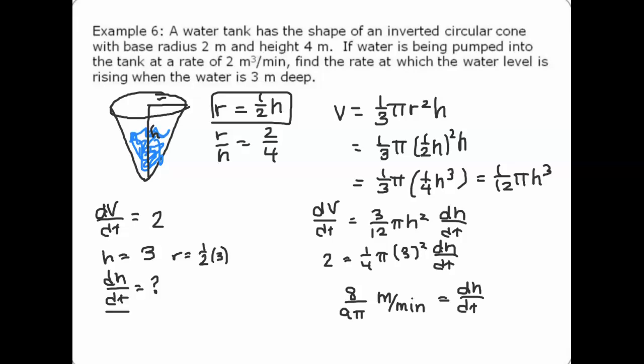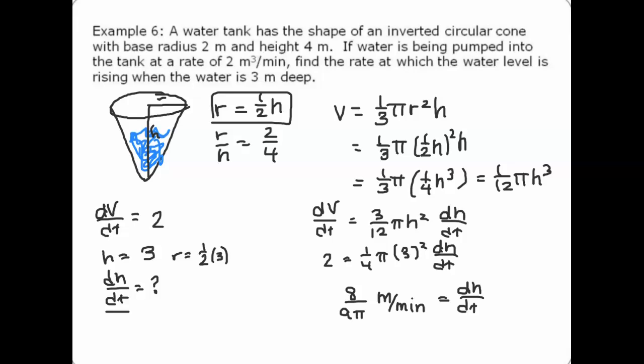So what that means is at a height of 3 meters, the rate of change of the water is 8 meters every 9 pi minutes. So again, that is at a height of 3. The height, or dH/dt, is changing for various heights. So dH/dt is not a constant, it is constantly changing.